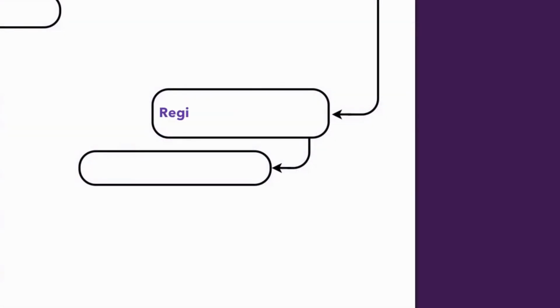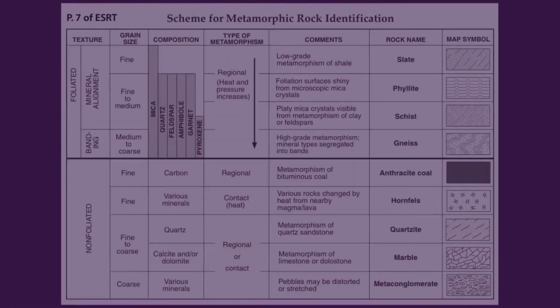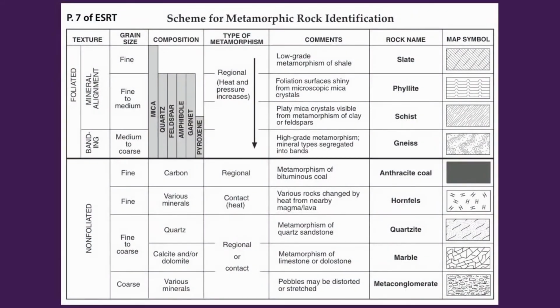So let's go back to our flowchart and fill in our second type of metamorphism. It's called regional metamorphism, and this is caused primarily by pressure. Of course, all of this is summarized in your reference tables in the metamorphic rock chart on the page I've given you. You'll notice the type of metamorphism, the composition of what minerals are involved, how big the crystals are, and whether or not it is banded.